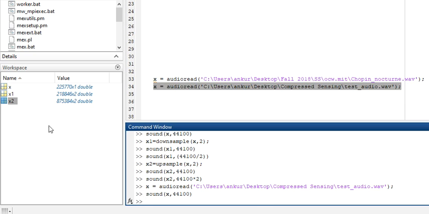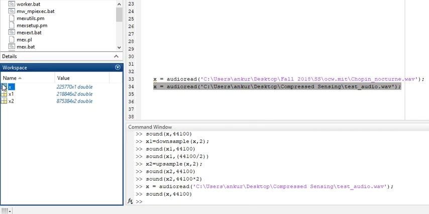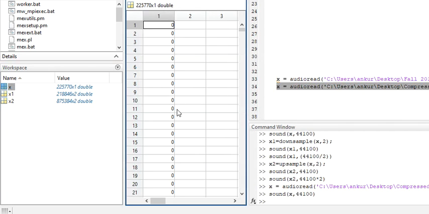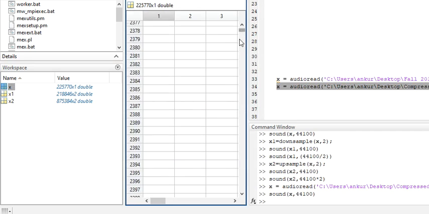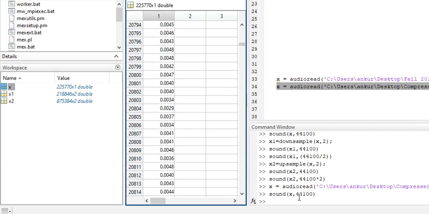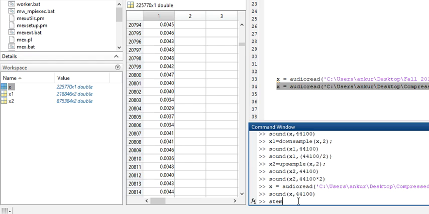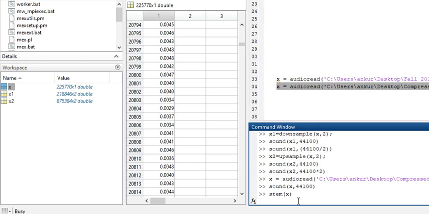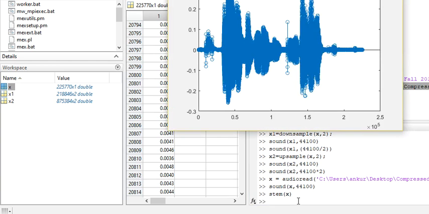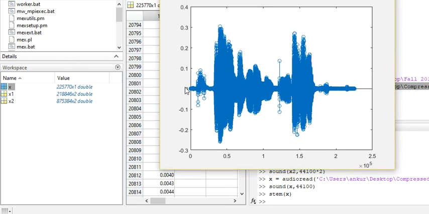Yeah, so this is the matrix. Let's see. Let's do a stem plot to see how it exactly looks like. So this is how it looks like.